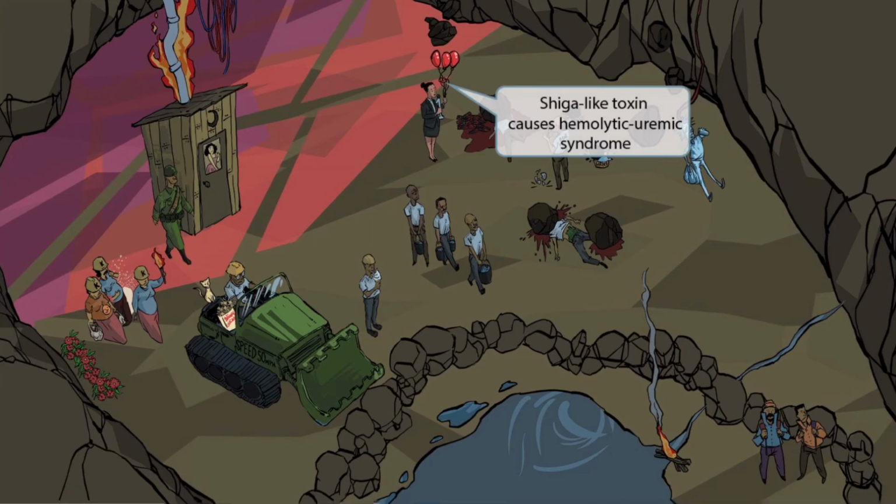If you look closely at the balloons, you can see that they have little tangled up knots in the string. The tangled up strings resemble the glomerulus. The red balloons resemble red blood cells. And the rock about to crush the red balloons is our symbol for the Shiga-like toxin. So all of this together should help you remember that Shiga-like toxin causes hemolytic uremic syndrome.